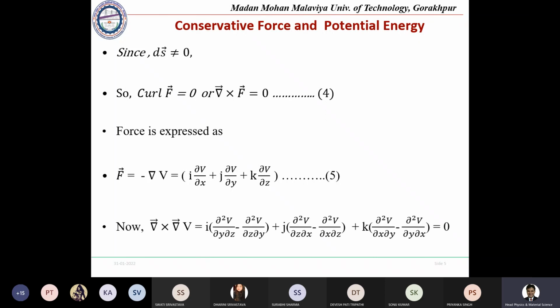Anyway, now the cross product of the force and this vector operator, you will write it as, you will see here how we are getting this one, how we are getting this one.